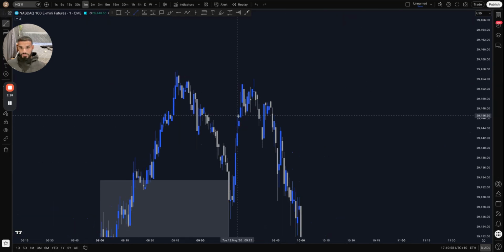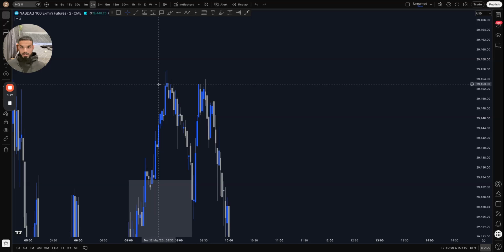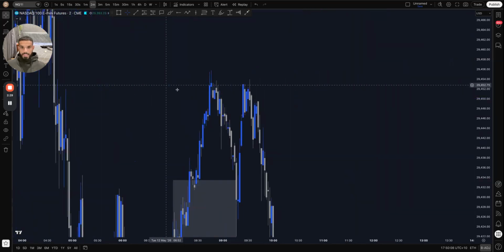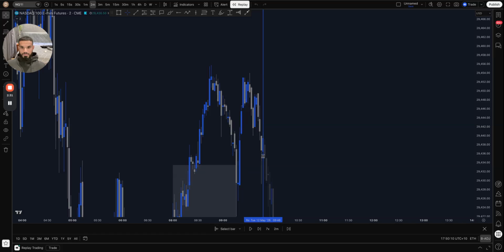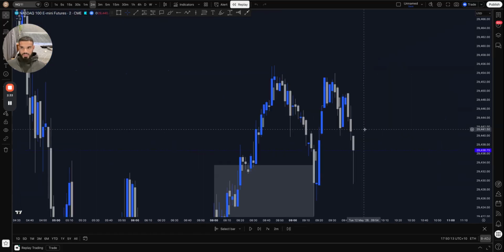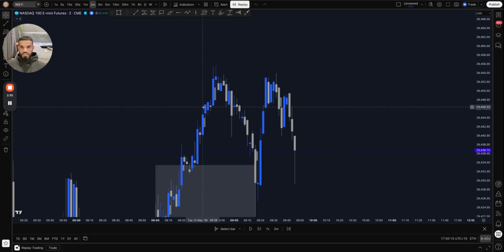Then I saw a valid break right here. And I was like, all right, cool. Now I could potentially look for an entry. So where are my entry points going to be? They're going to be fair value gaps and order blocks. So I'm just going to slap in replay to here. Make my life easy. So fair value gaps and order blocks, right?